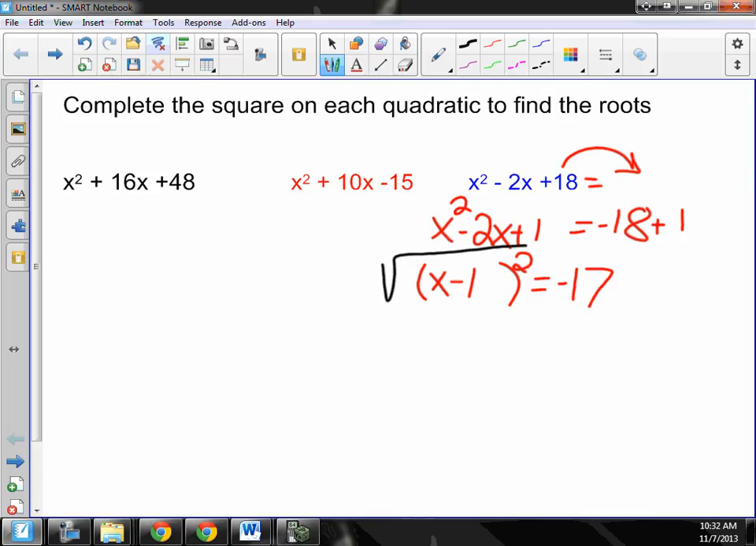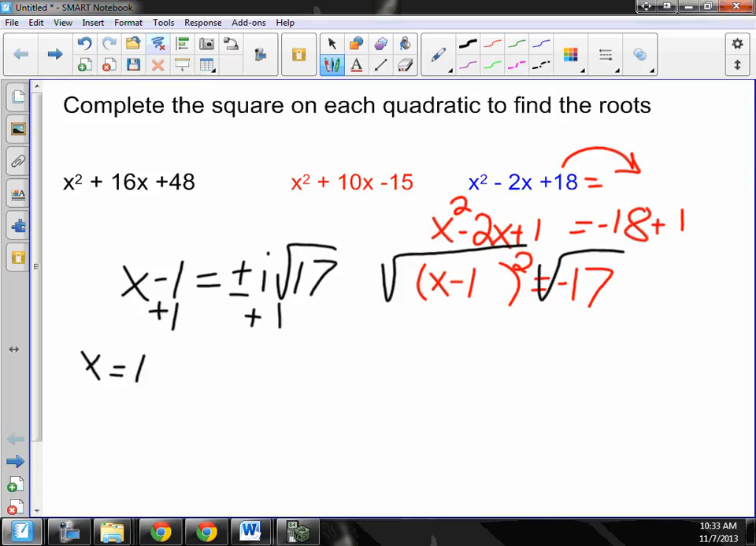So I take the square root. What are the factors of 17? It's prime, so it doesn't simplify. So I get x minus 1 equals plus or minus. I can do something to that: plus or minus i root 17. Now we add 1 to both sides, and we get x equals 1 plus or minus i root 17.